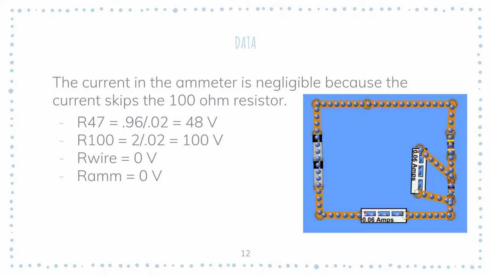Now we will study the different resistance measurements in each resistor, in the wire, and in the ammeter. This is another place where Ohm's law, which states that voltage is equal to current times resistance, applies. For the 47 ohm resistor, we see that the resistance is equal to 0.96 over 0.02, which is approximately 48 ohms. And for the 100 ohm resistor, we see that it is equal to 2 divided by 0.02, which is about 100 ohms. And for the remaining 2, we see that the resistance is equal to 0 ohms.